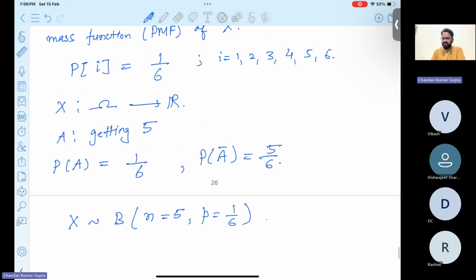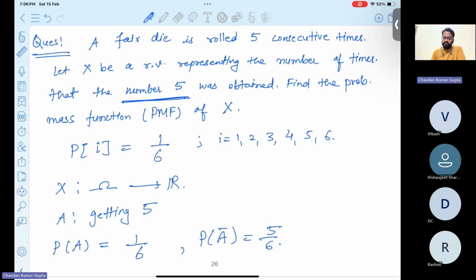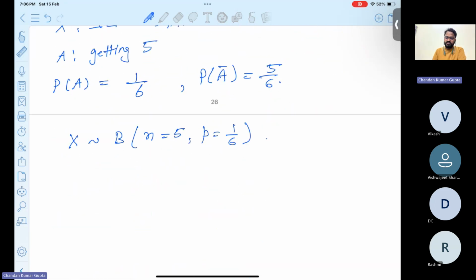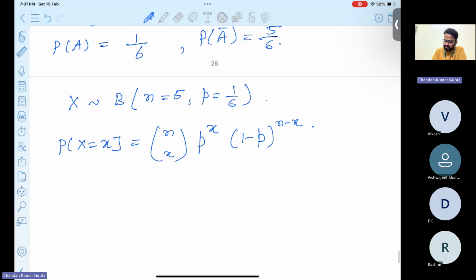So you can make questions yourself even. We are given this question only: if we roll a die 5 consecutive times, and let x be a random variable representing the number of times the number 5 was obtained, then find the PMF. We have got the PMF because it is a binomial distribution with the given parameters. The PMF of the binomial distribution is nCx p to the power x, 1 minus p to the power n minus x, where x is 0, 1 up to n, and p lies between 0 and 1. This is the standard PMF of the binomial distribution.